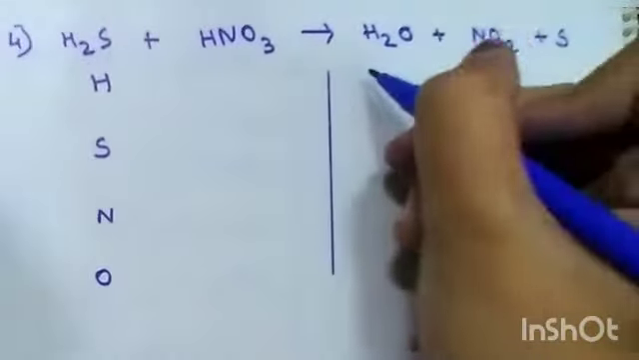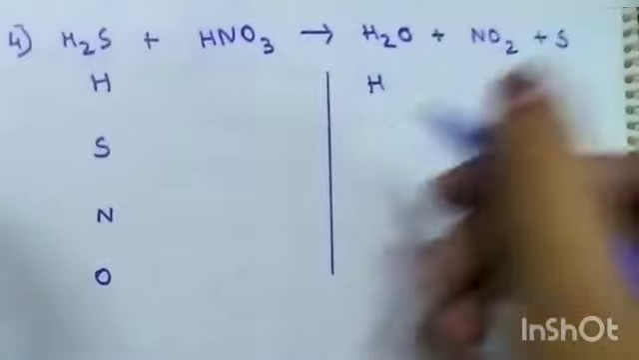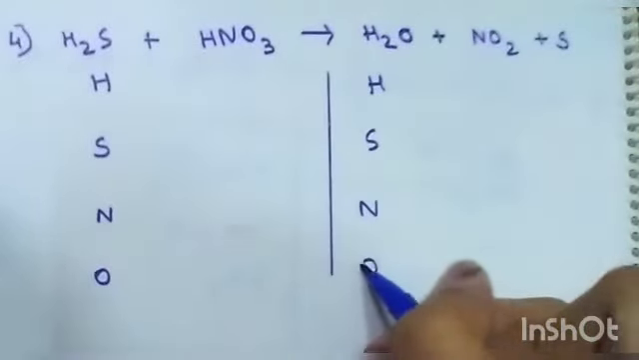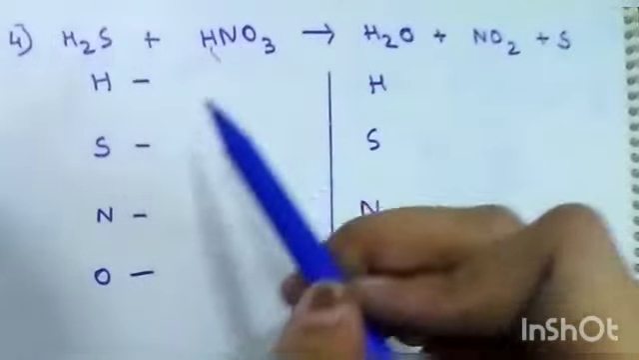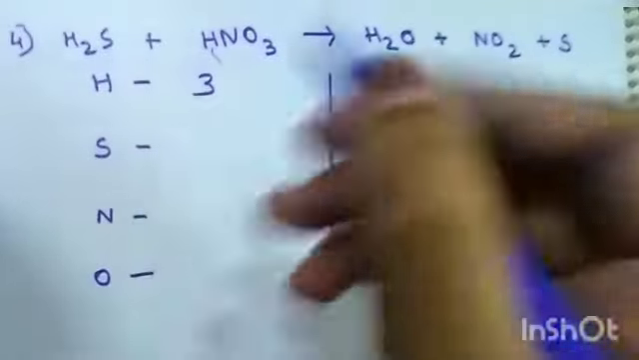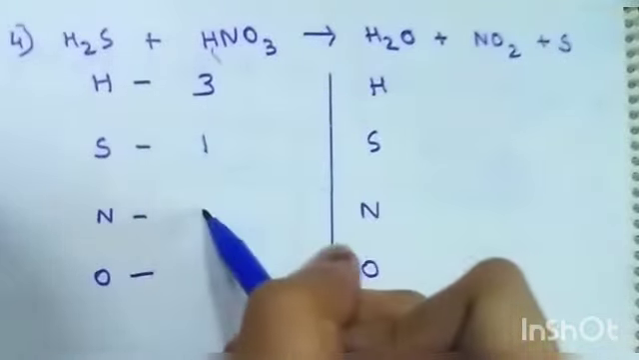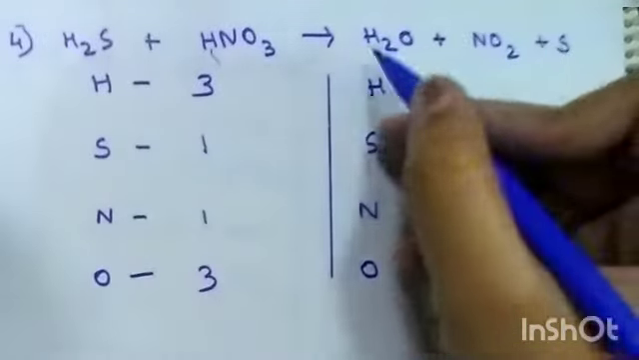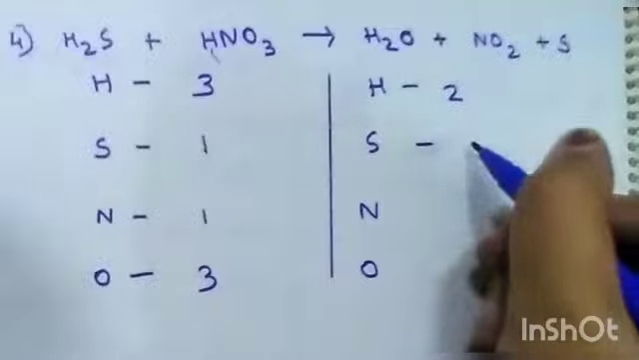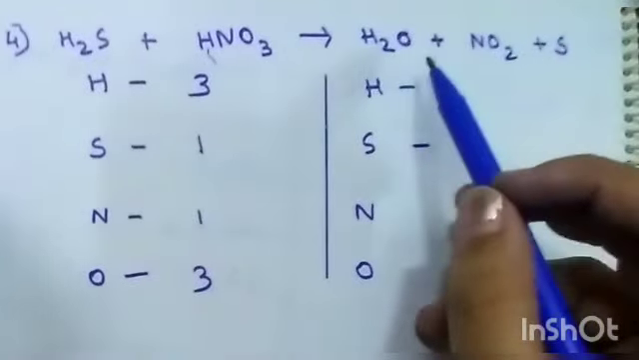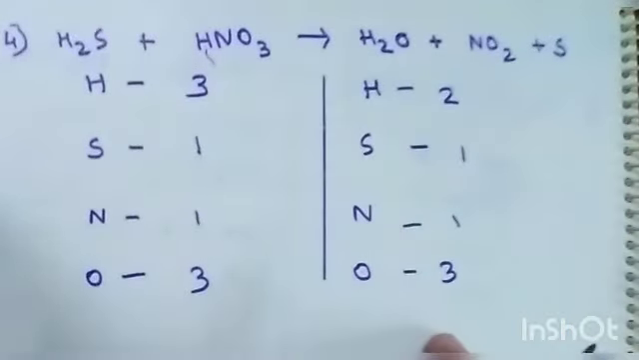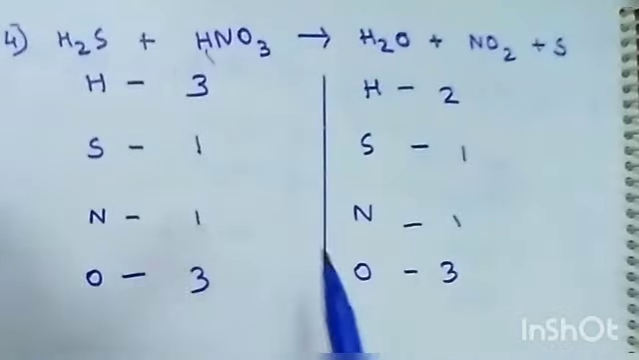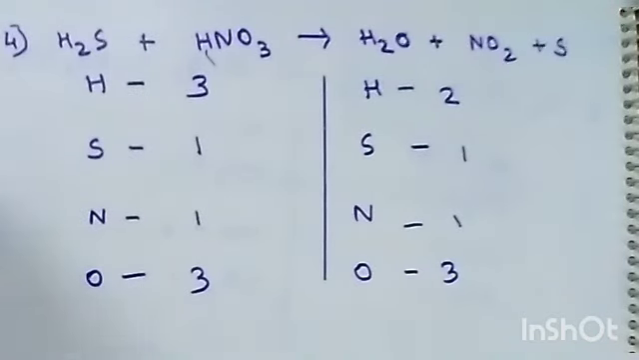Now here also, what are the elements? H, then S, then N, and then O. Here H is 2 and here H is 1, so 2 plus 1 is 3. S is 1, N is 1, O is 3. On the right, H is 2, sulfur is 1, nitrogen is 1, and oxygen is 1 here and 2, so 2 plus 1 is 3. So oxygen, nitrogen and sulfur are balanced. Only H is not balanced, right? So we have to balance H.